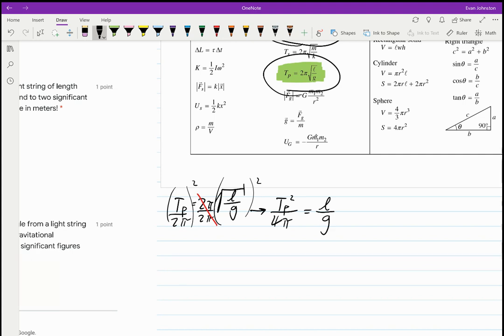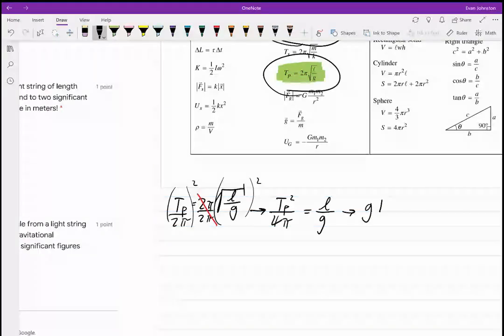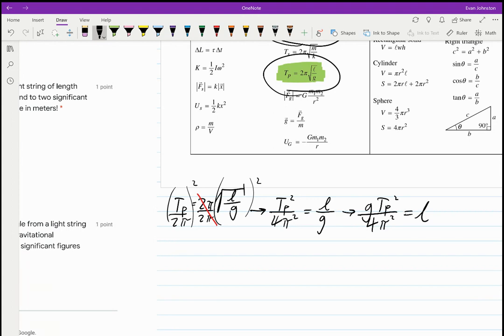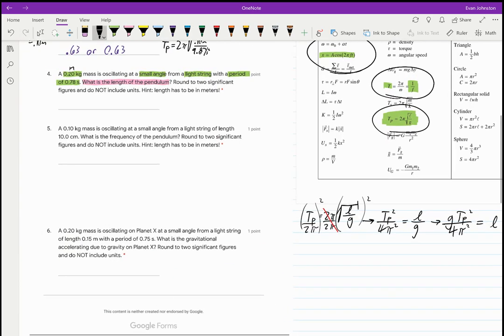Now how do I get L alone? Well, I multiply by g on both sides. The g's cancel out, and then we have L alone. Or maybe you've heard me say it this other way: we're just going to multiply g over to this left side. So really, I have g times the period squared over 4 pi squared, and I forgot my squared on the pi there, equals the length. And they gave us everything we need. So we have g times the period squared over 4 pi squared equals the length.